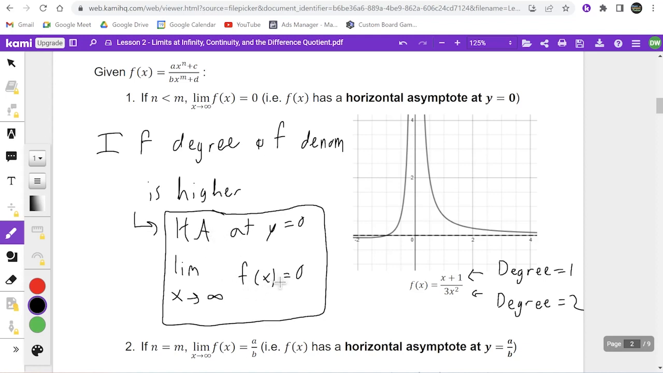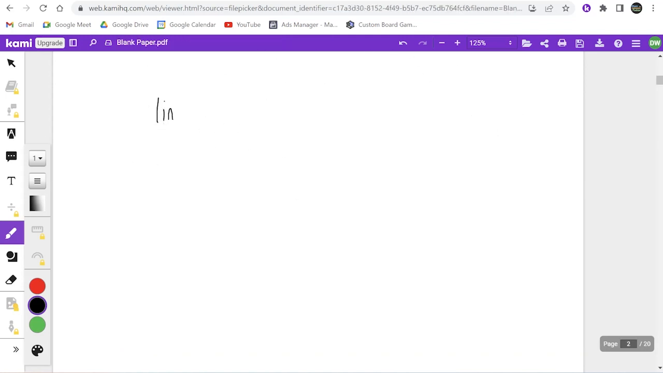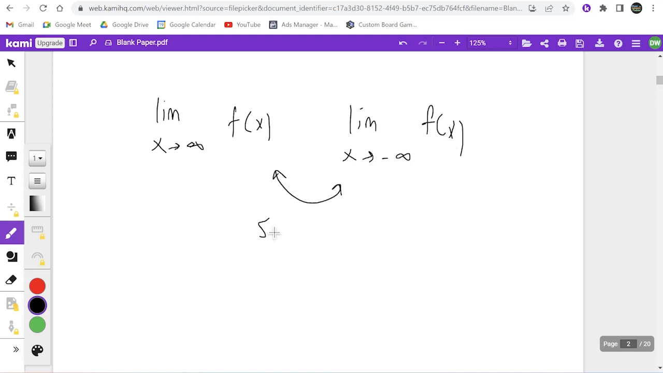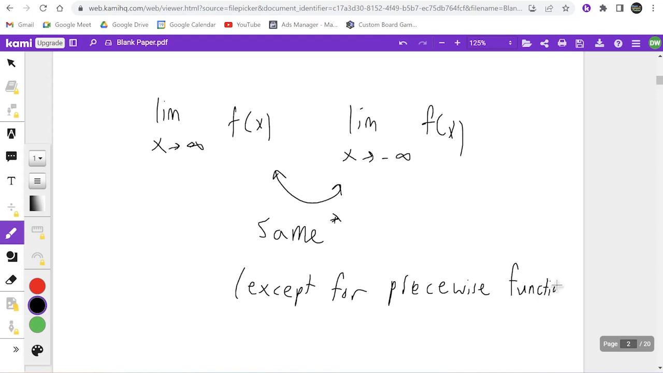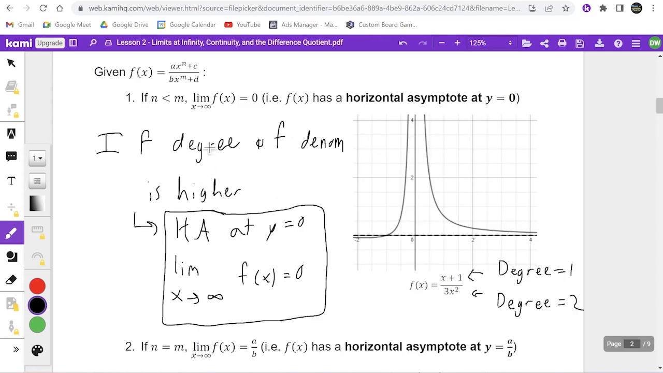Now, another thing I do want to mention is that there's 2 limits you can have, right? You can have the limit as x approaches positive infinity of your function, and you can have the limit as x approaches negative infinity of your function. The good news is these are always the same. And I have to put an asterisk here because except for piecewise functions. And we're going to be looking at piecewise functions today, so don't worry about that. But they are basically always the same. Positive infinity will always be negative infinity. And I'll even prove it. But that's it for the first one. That's the case where, again, the degree in the denominator is higher.